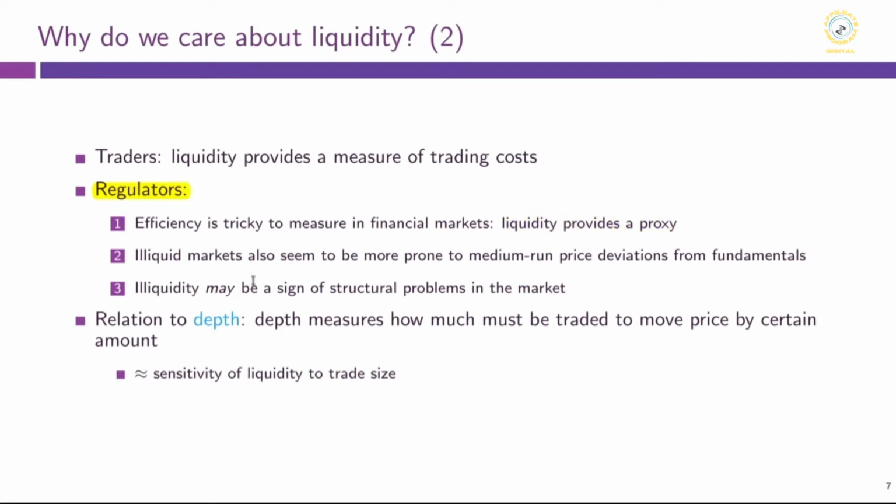Secondly, regulators care about market stability. And this is also a goal that conflicts with illiquidity, because illiquid markets are often more prone to medium-run price deviations from the fundamentals, from the fair price that should be established in the market, from the efficient price that would have been established in a perfectly liquid market. So not only are the deviations from this fundamental price large under illiquidity, but they are also more volatile. And this is something that we would like to eliminate.